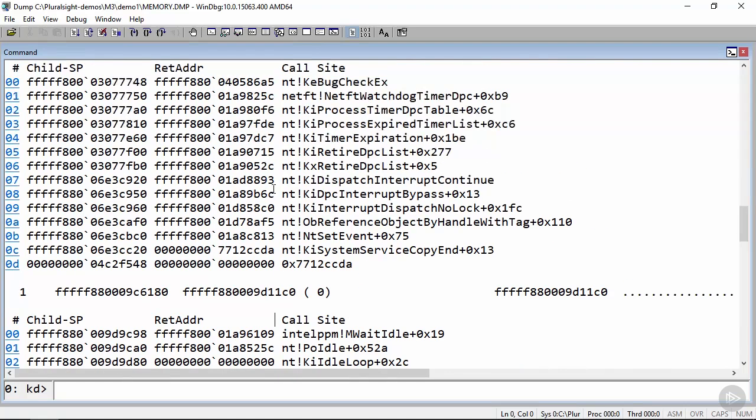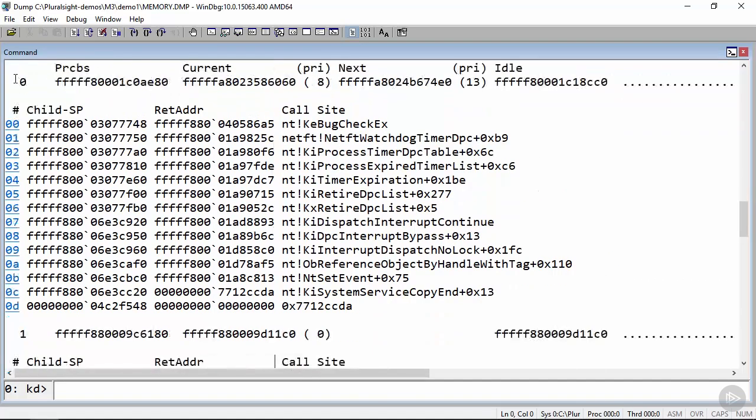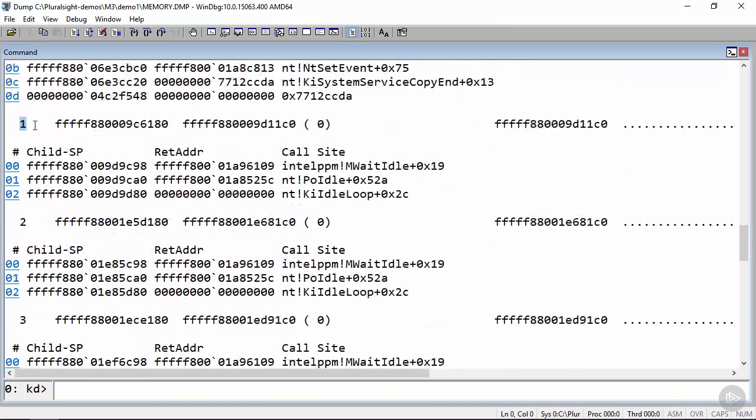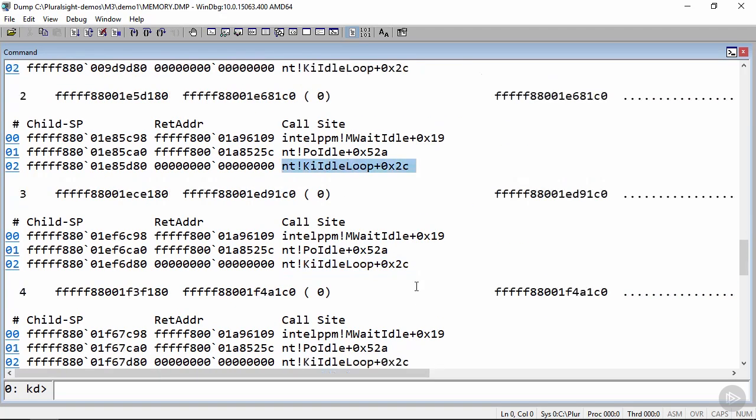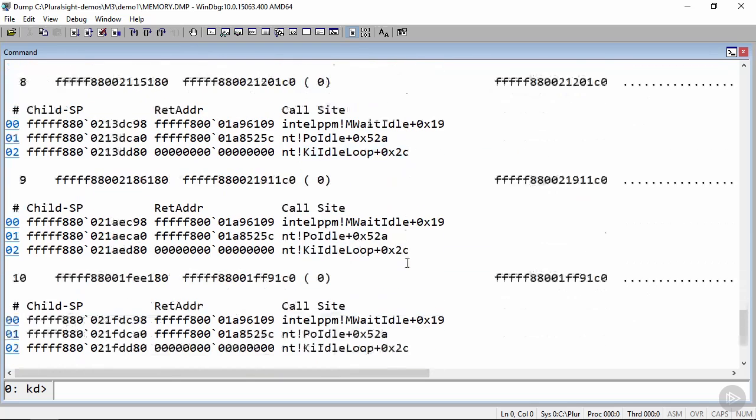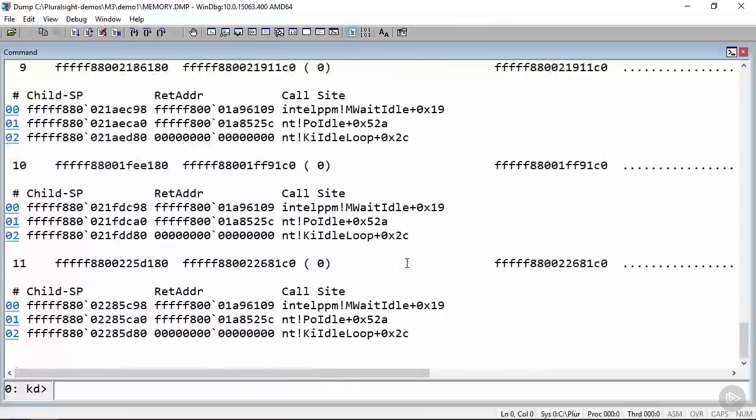So on CPU 0, we can see that that was indeed the process that bug checked the system that we just took a look at, that thread. On CPU 1, we can see that the system is running the idle loop, so it's just an idle thread running. The same with CPU 2, the idle thread running, CPU 3, CPU 4, 5, 6, 7, 8, 9, 10, and 11.